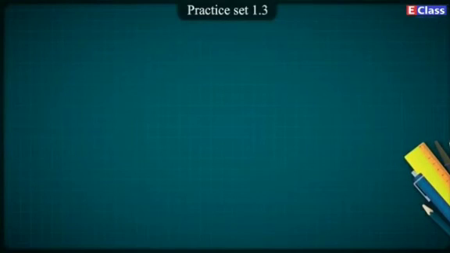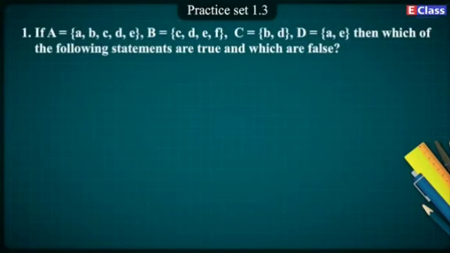Practice set 1.3. 1. If A is equal to {a, b, c, d, e}, B is equal to {c, d, e, f}, C is equal to {b, d}, D is equal to {a, e}, then which of the following statements are true and which are false?